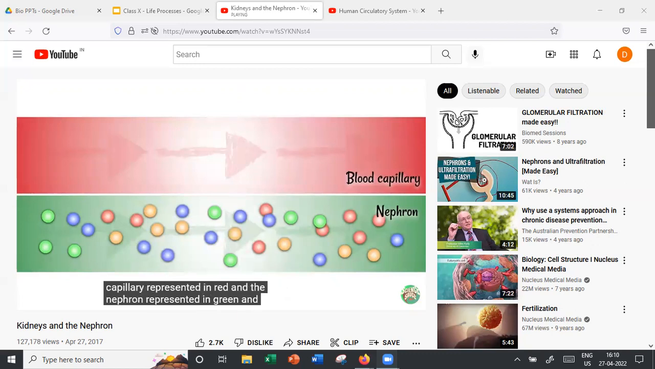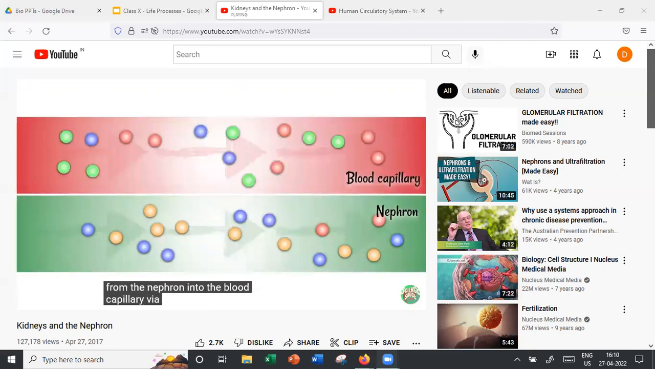And we can see in the nephron all of the materials. Some of them are useful, some of them are not so useful. These materials can move from the nephron into the blood capillary via active transport.